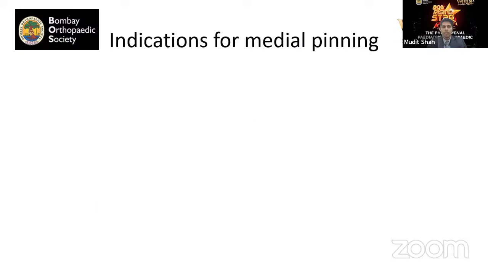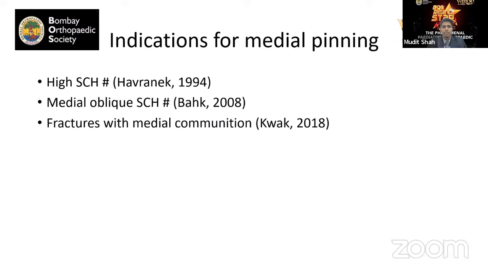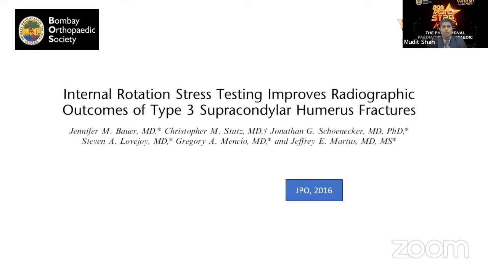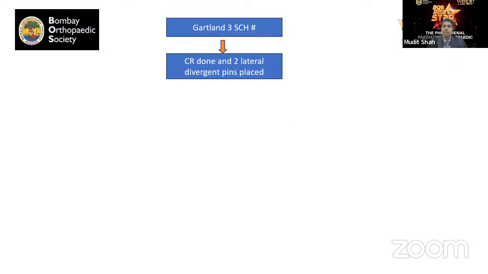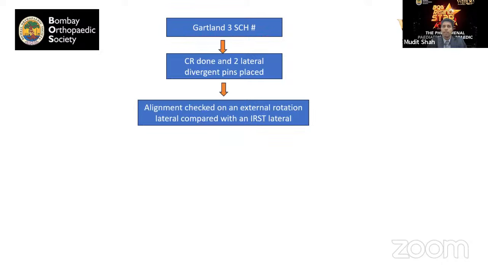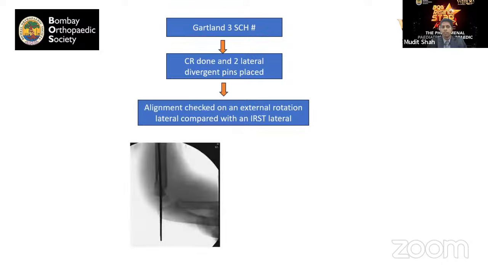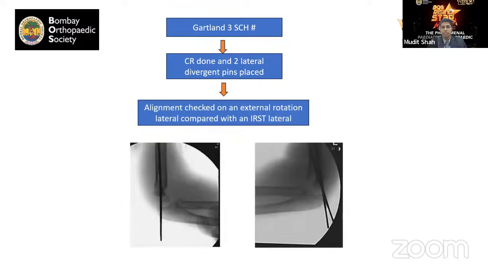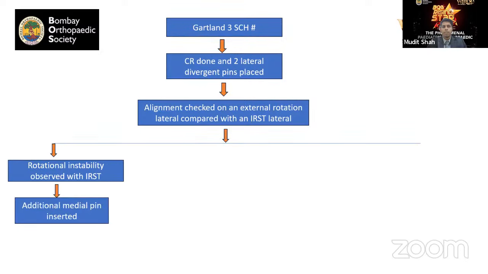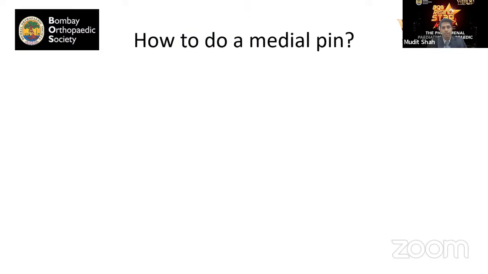When to do a medial pinning and how to do it? Medial pinning has been indicated in four situations: high fractures, medial oblique fractures, fractures with medial comminution, and unstable fixation. Now, how to define an unstable fixation? This was described in JPO 16. They said that if a Gartland type 3 is there and we do a closed reduction and lateral pinning, we can check in external rotation and compare it with internal rotation. As you can see here, in internal rotation, it seems to be a little malrotated. So they recommended putting an additional medial pin for these kinds of fractures.